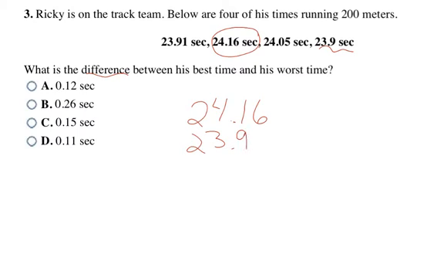23.9. And remember, when you are adding or subtracting decimals, you need to line up those decimals. And so in order to line them up, I'm going to have to add a 0 at the end of 23.9. After the decimal, you can add as many zeros as you want to the end of the number. And so then I just subtract. And when I do that subtraction, I get 0.26. Because remember, the decimal just moves down when you are doing addition and subtraction. So my final answer is going to be B, 26/100ths.